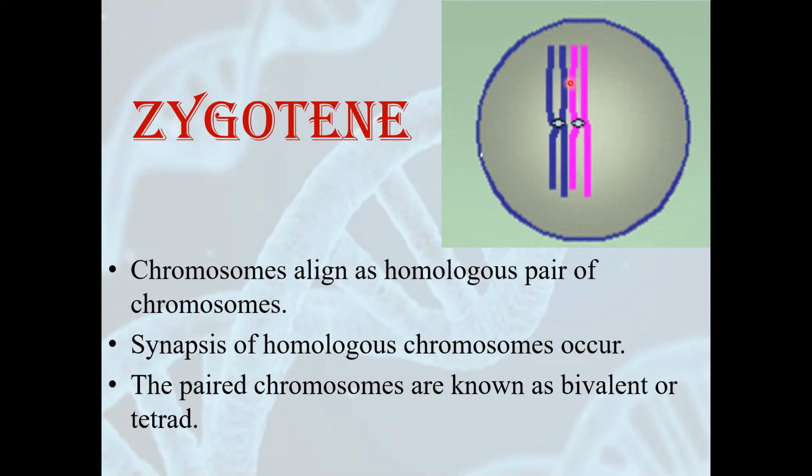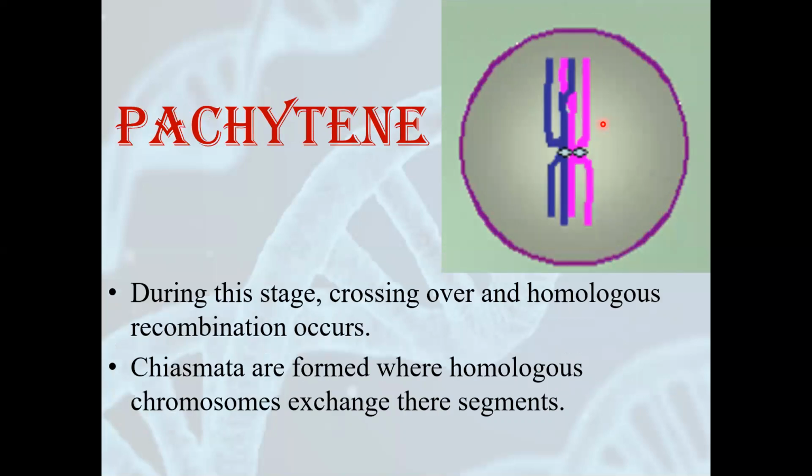And here synapsis has occurred. When they come together, that means synapsis has occurred. And this synapsis occurs with the help of the synaptonemal complex. The synaptonemal complex was formed in the first phase. The paired chromosomes are known as bivalent or tetrad. Now they are known as bivalent because two chromosomes are there, or they are also known as tetrad, having 4 chromatids.